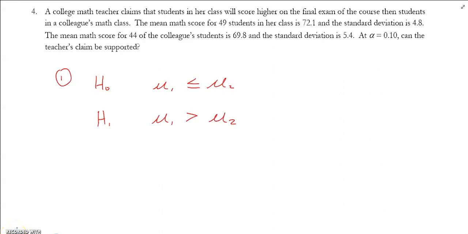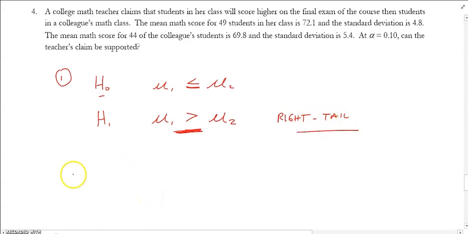The mean for class 1 is greater than the mean for class 2. That is their claim. That would mean that the null hypothesis is the mean for class 1 is less than or equal to the mean for class 2, once again, the equality is in the null hypothesis. And as a result, this tells us that this is going to be a right tail test. Right, so it's going to be a right tail test.